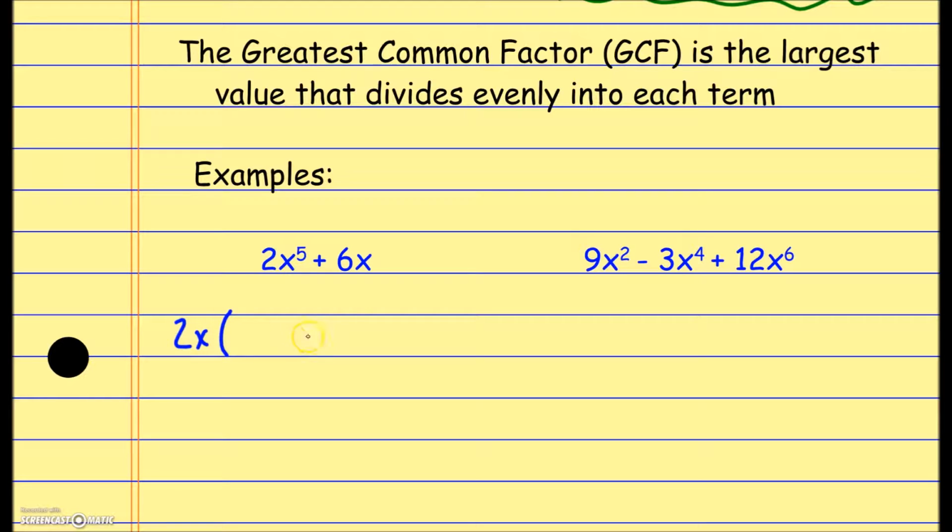And now I'm going to set up my parentheses. Again, it's just the reverse of the distributive property. Instead of multiplying this thing in, we're now dividing it out. So we're putting it on the outside of the parentheses, and now I just divide it out of each of these terms.